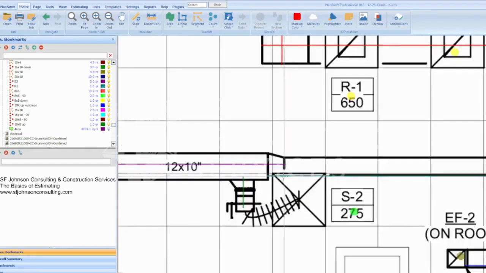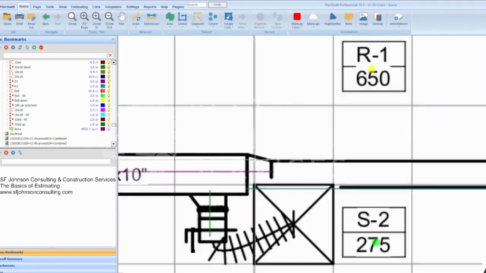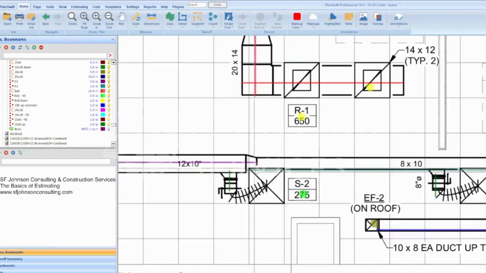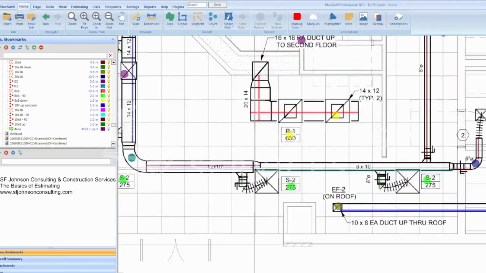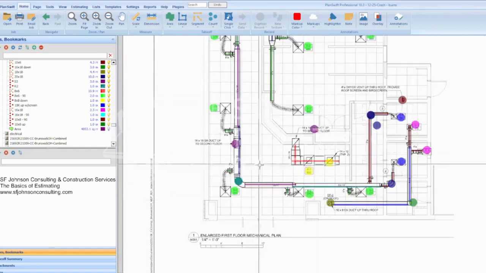Okay, and then you have to make allowances for these adapters where we go from 12 by 10 to an 8 by 10. We can add 10%. You can look in the cost book and find that adapter that changes from this to that. Okay, all of those things need to be taken into account, even though you don't really see it on the plan. You need to think about it when you do that.